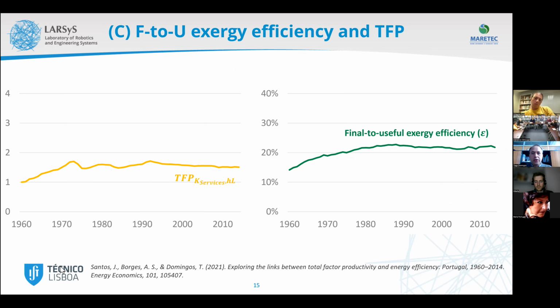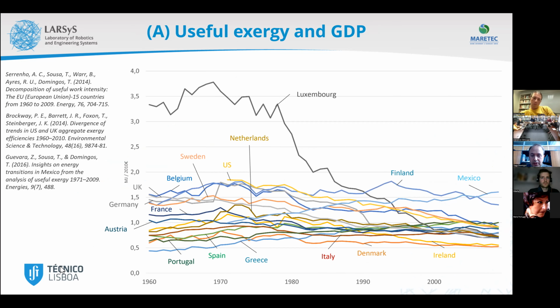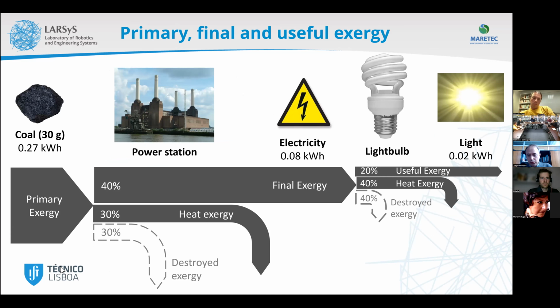Okay, let's go into the third approach. In the third approach, we focus on our total factor productivity line. And now we look at final to useful exergy efficiency. Let me just flip back here on the slides, just to tell you what I'm talking about.